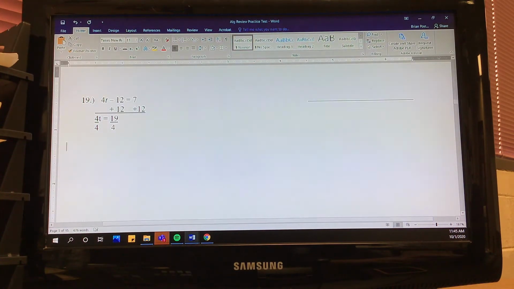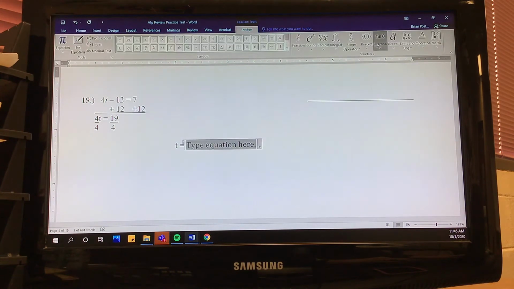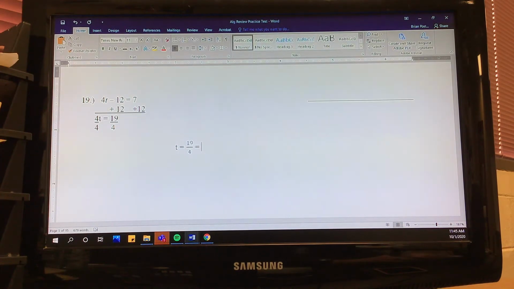And so we have a final answer, almost, right? T equals 19 divided by 4. So we have 4 on the bottom, 19 on top. This is not the final answer because we need to simplify. 4 goes into 19 how many times? 4 times 4 is 16, so 4 times. Our remainder is 3. So our final answer is 4 3/4.